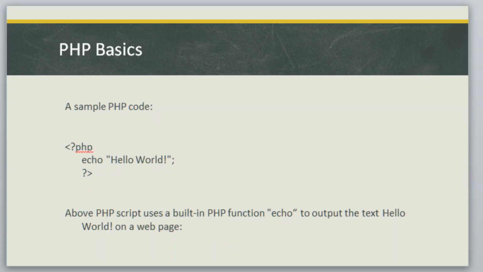Okay. So here's a sample PHP code. Okay, so we start with that <?php. We just do echo hello world, and we end with that ?> symbol again. So the above PHP script uses a built-in PHP function, echo, to output the text hello world on a web page. And guys, again, echo should look very familiar to our Bash type scripting, right?